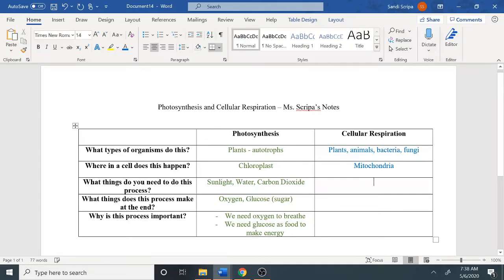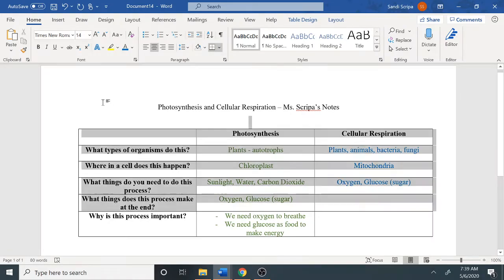So in order to do cellular respiration, you need two things. You need oxygen from the air, and you need glucose, which again, remember, glucose is just a fancy way of saying sugar. All right, and what I think you guys are going to notice is that the things that you make at the end of photosynthesis are what we need at the start of cellular respiration. So these two processes are linked together. One of them makes those things and the other one needs to use it. So these two are related.